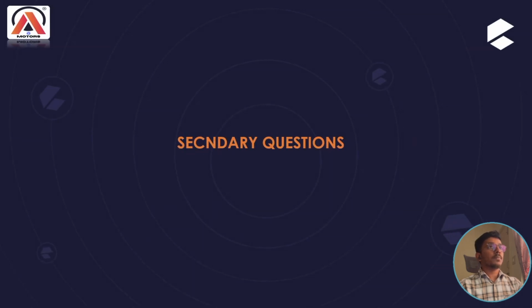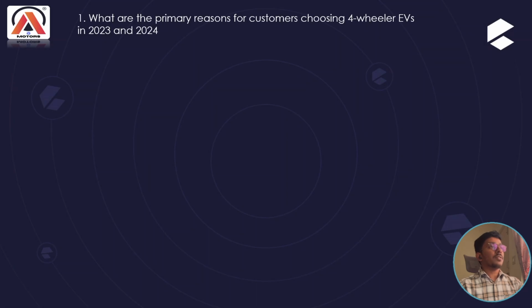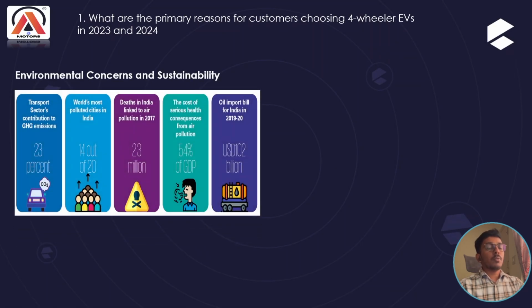Secondary question: what are the primary reasons for customers choosing four-wheeler EVs in 2023 and 2024? The first reason is environmental concerns and sustainability. As per the below report from KPMG, 23% of greenhouse gas emissions are from the transport sector, and 14 cities out of the world's 20 most polluted cities are in India. 2.3 million deaths in India were linked to air pollution in 2017, and the money that we are spending on health issues caused by air pollution is almost 54%.